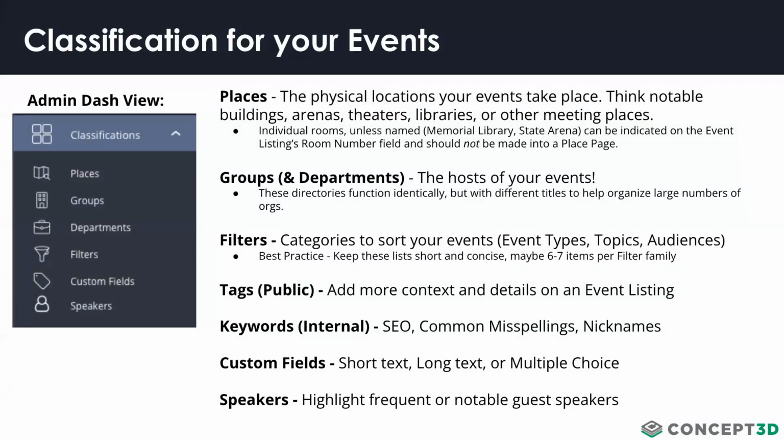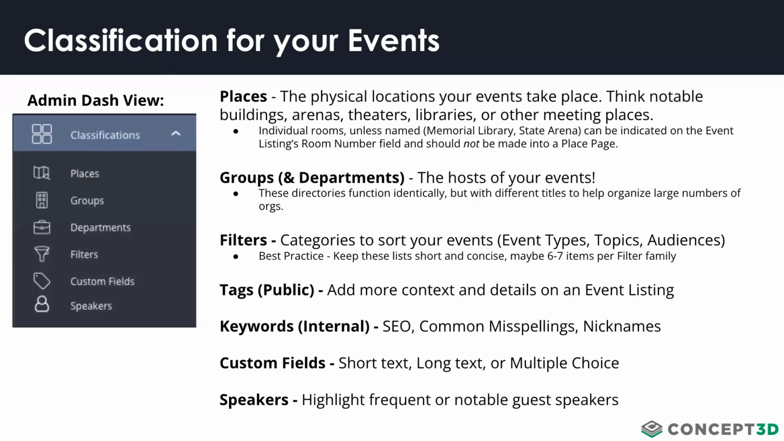You really shouldn't think about listing individual rooms like room 201 or room 202, as, unless someone knows what that means, they probably wouldn't know to meet you at that room. If I just said meet me at room 202, you're going to need more information than that. However, if a room in a building is named, for instance, like the library or the state arena, that can be indicated on a place page as well. But I would steer away from adding individual room numbers as places.